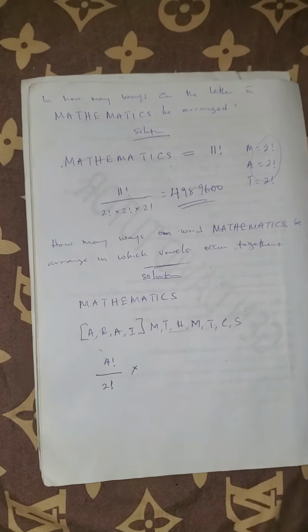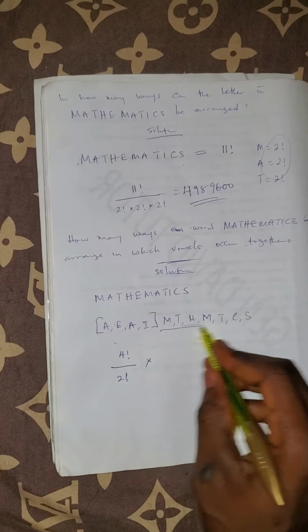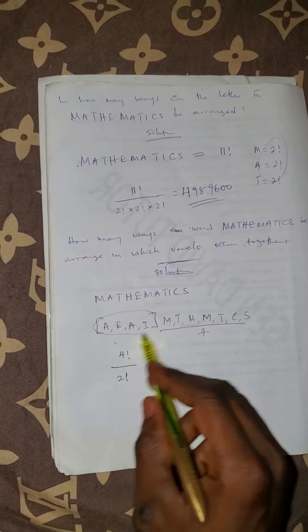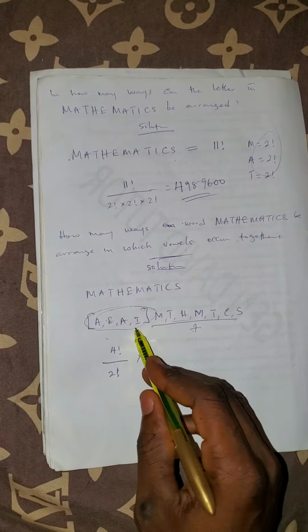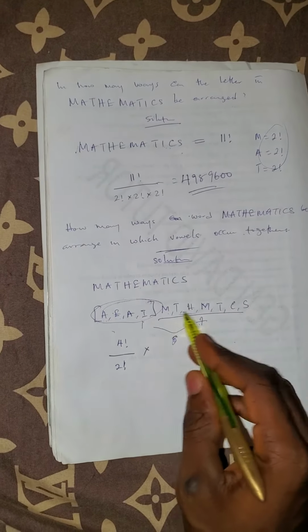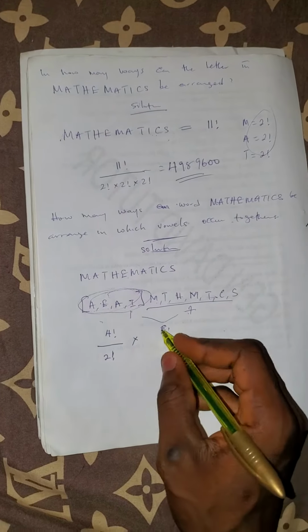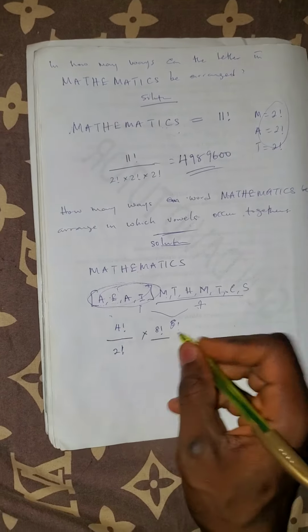Multiply by, you now count these: 1, 2, 3, 4, 5, 6, 7. So these are 7. But you are going to take the vowels as 1 because they said they occur together. So that's 7 plus 1, making it 8. So these 7 letters here, we assume the vowels as 1, making it 8. So that's 8 factorial. So multiply by 8 factorial all over.